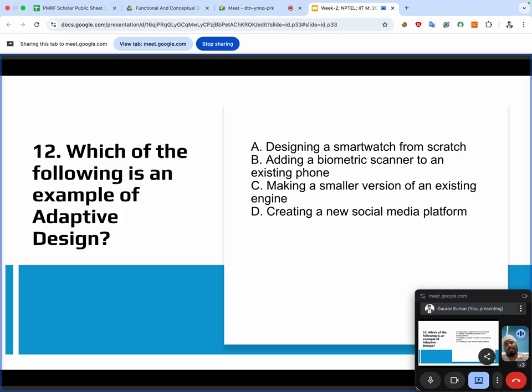Yes. So adding a fingerprint, adaptive design, right? We are talking about adaptive. Yes. So adding a fingerprint scanner to a phone is adaptive because it builds upon an existing device and changes the functionality without altering the base concept. So it's useful in keeping up with user expectation while leveraging the existing design. So B is the right one. Adding a biometric scanner to an existing phone is the adaptive design example.